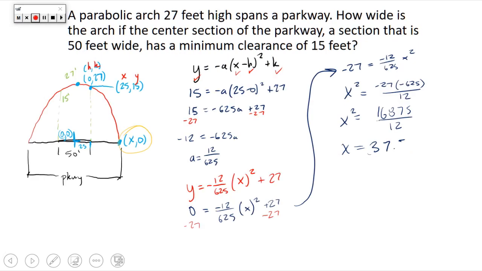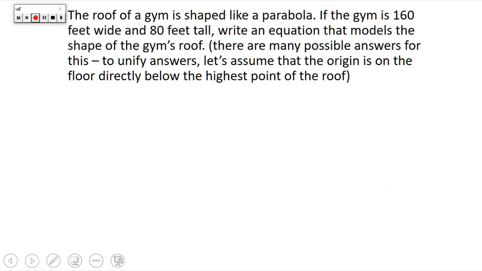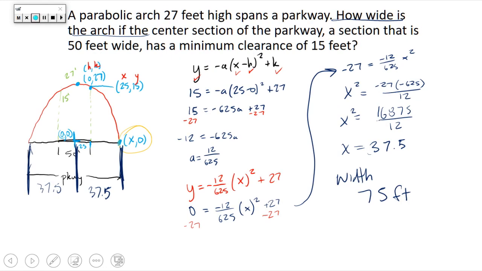So with 37.5, the value x we just found is this value right here. And the question asks how wide is the arch. So we want to know the entire width, which means this here is also 37.5. So the entire width is 75, right? 37.5 times 2. It's 75 feet. So there you go. Done.